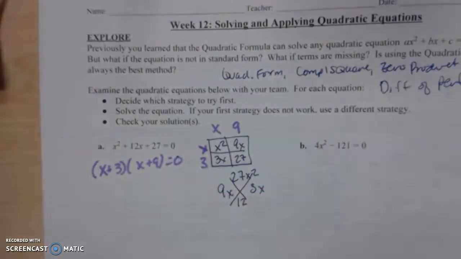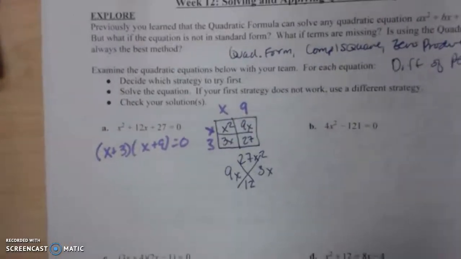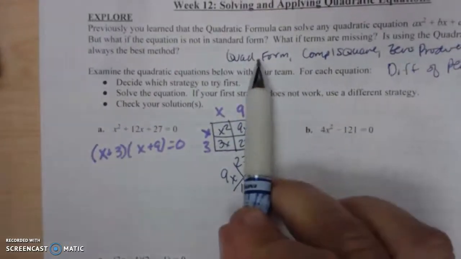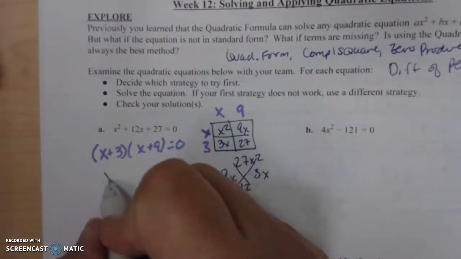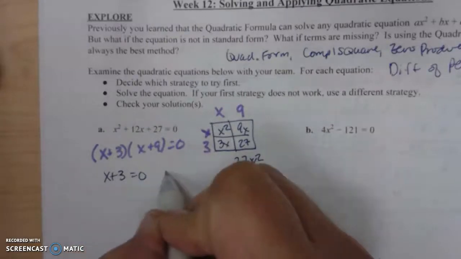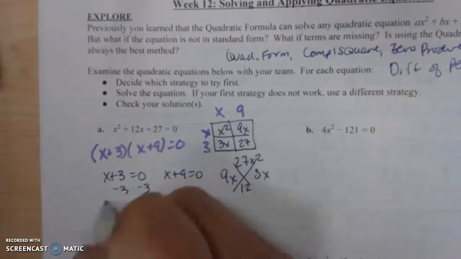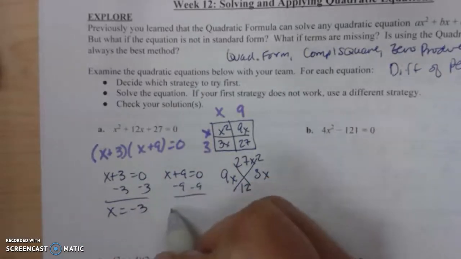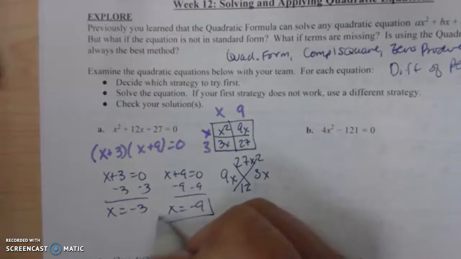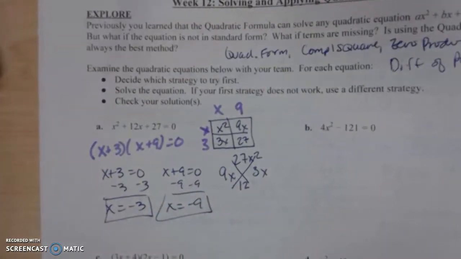That's one way I can solve this problem. It's a different method. That's much easier than the quadratic formula, completing the square. I'm going to apply the zero product property. So I'm going to have x plus 3, set each of these equal to 0. Subtract 3 from both sides, you get x equals negative 3. Subtract 9 from both sides, you get x equals negative 9. So these are my two answers that I'm going to get for that problem.